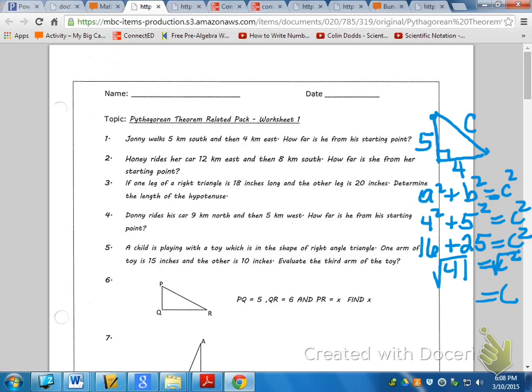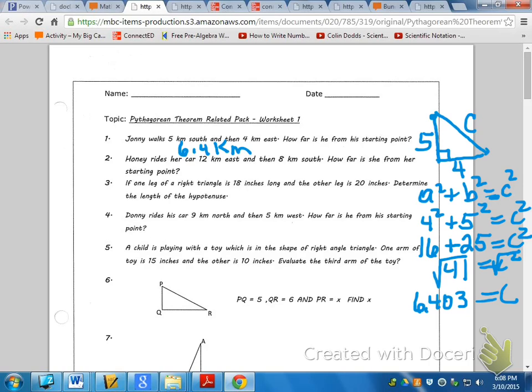So I'm going to do that in my calculator, and I'm going to do square root of 41, and it comes down to 6.403 and some more decimal places. So if I have to answer this question, now that I've shown my work, I'm going to come up here by number 1. How far is he from his starting point? I'm going to round to the nearest tenth, and I'm going to say that he is 6.4 kilometers from his starting point. I would highly recommend rounding to the nearest tenth.